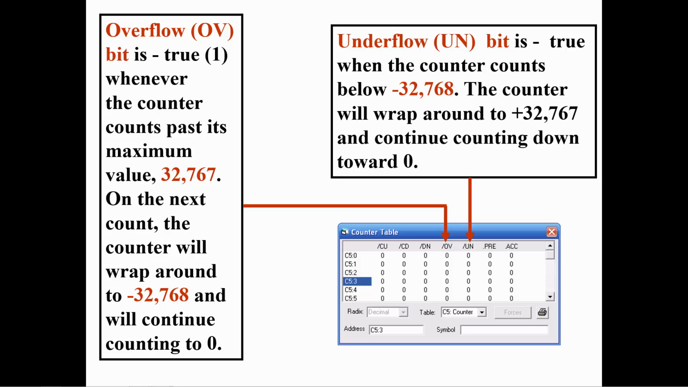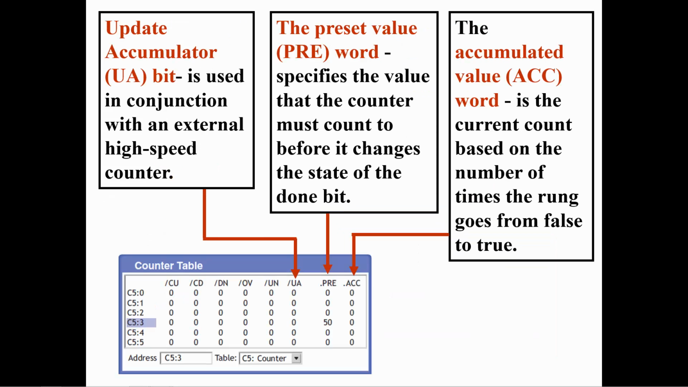Likewise, if the accumulated value is minus 32,768 and a count down instruction decrements the accumulated value, the next value will be plus 32,767 and the UN or underflow bit will be set to a 1. The UA or update accumulator bit is used in conjunction with an external high-speed counter.